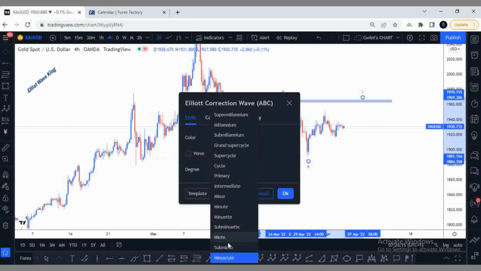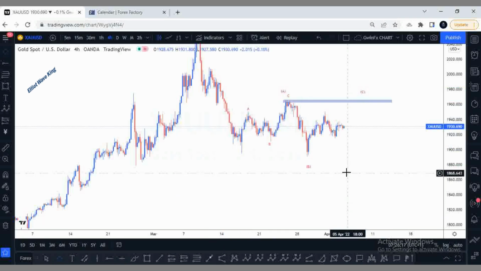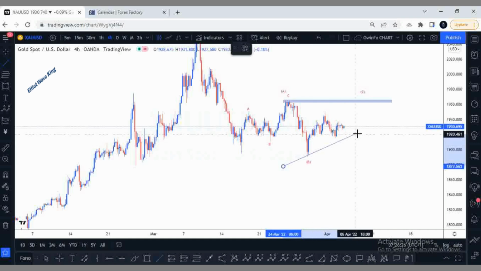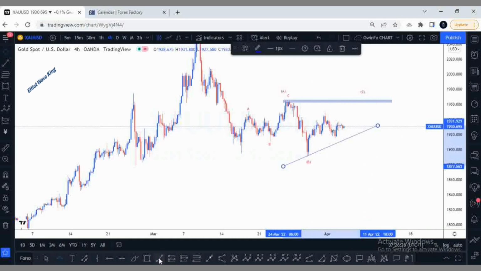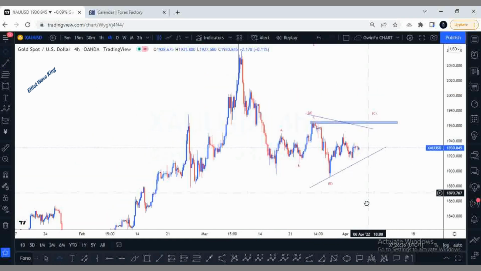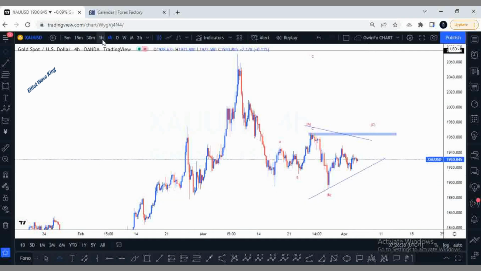Okay, so I'm just going to change this to micro, so this could be different. I have my B right here, and I have my C about forming here, so I can start drawing my line right here. So what I'm going to be doing first is waiting for the completion of this pattern, and when that completes, I'm going to look to short back down here.